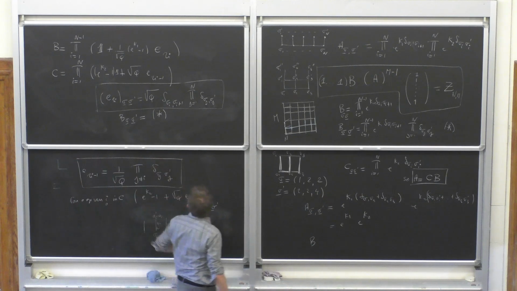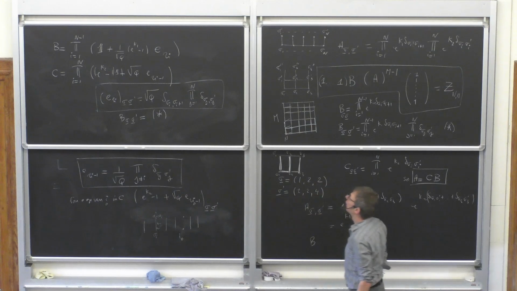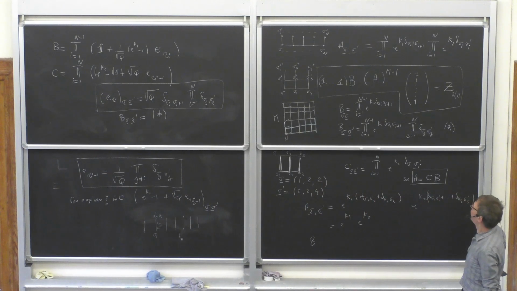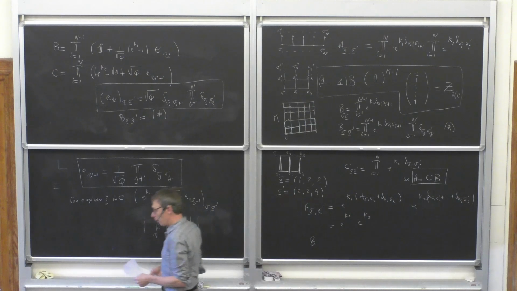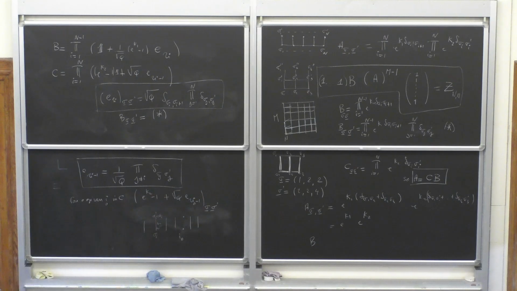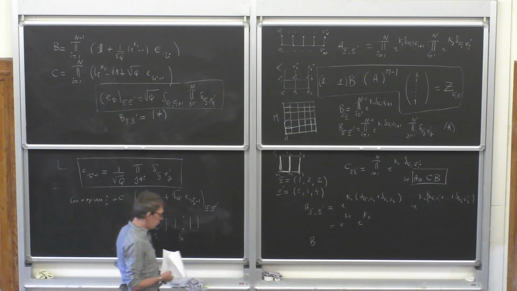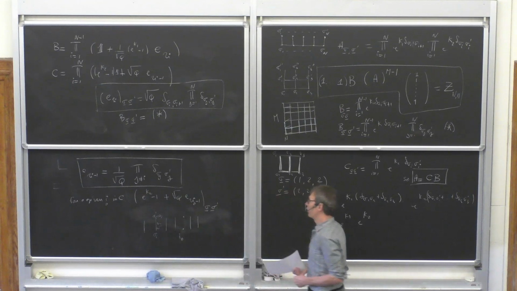So the claim is C can be written that way. Sorry, I'm messing this up a little bit, but hopefully you'll understand it eventually. So we want to write B and C like this as products of two matrices. Each of them are themselves expressed locally.